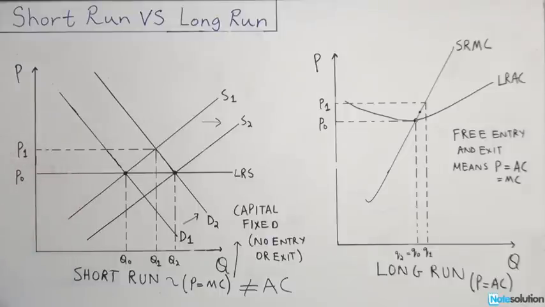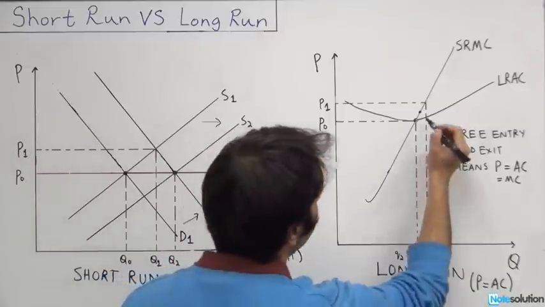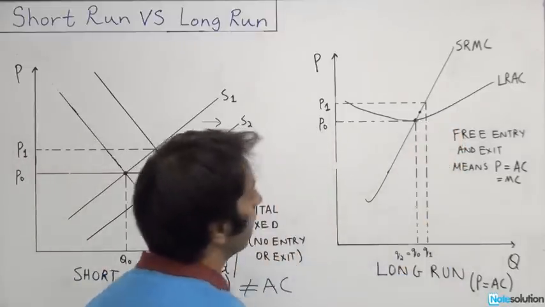So that's why when it says in B that economic profit may exist in both the short run and the long run, that would be incorrect. Part C says the firm will produce at minimum average cost in both the short run and the long run. Now, in the long run, we know that the firm will be producing at a point where the marginal cost is equal to the average cost right over there.